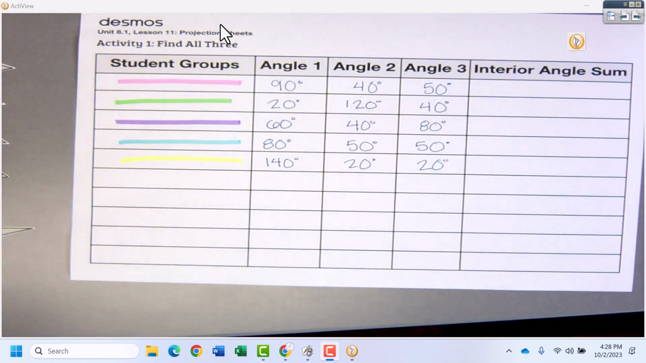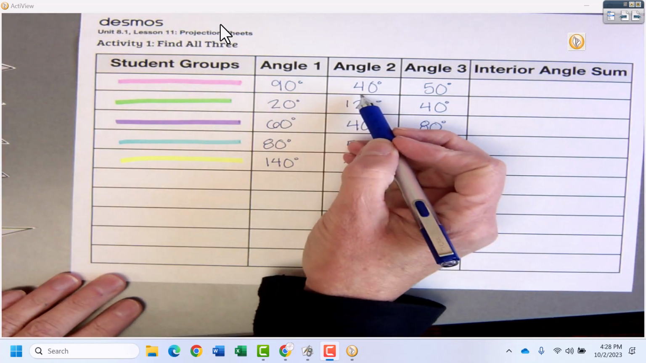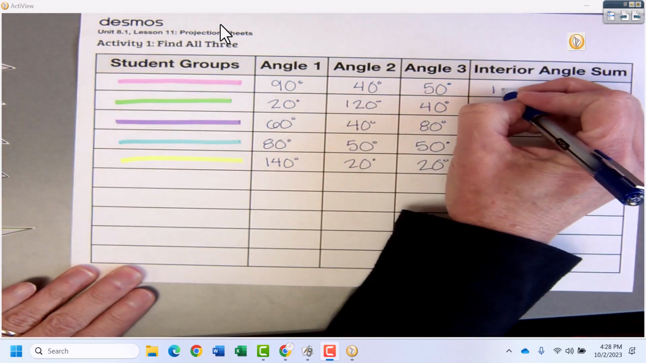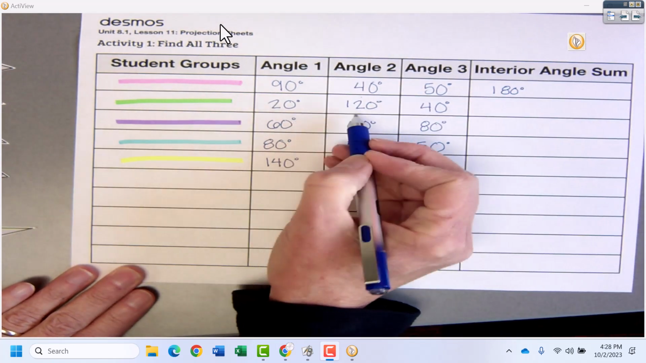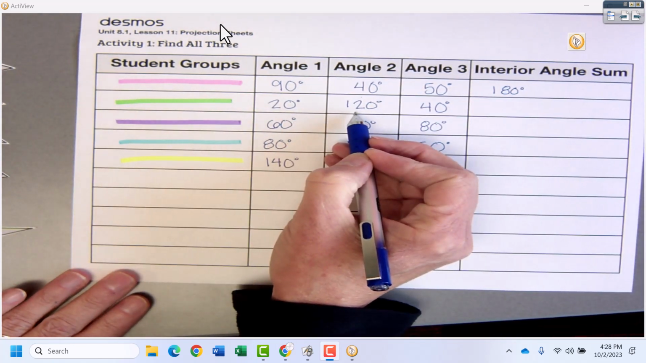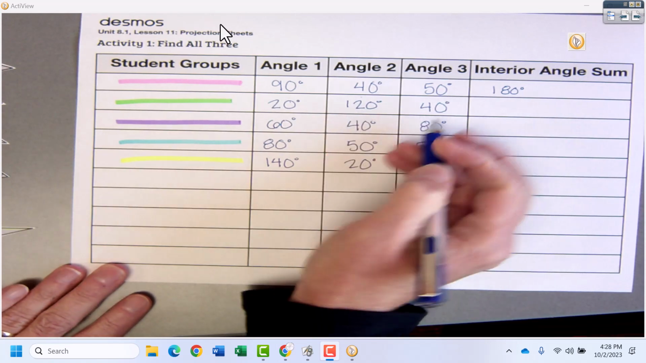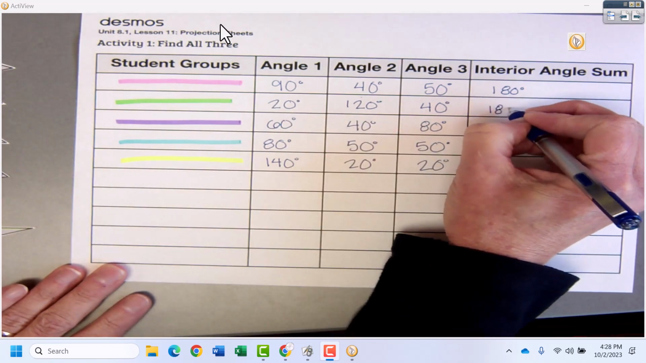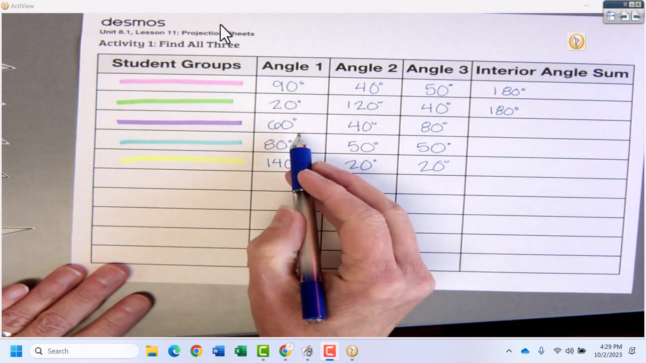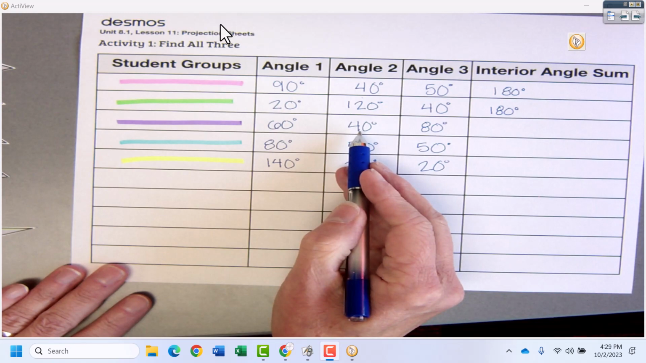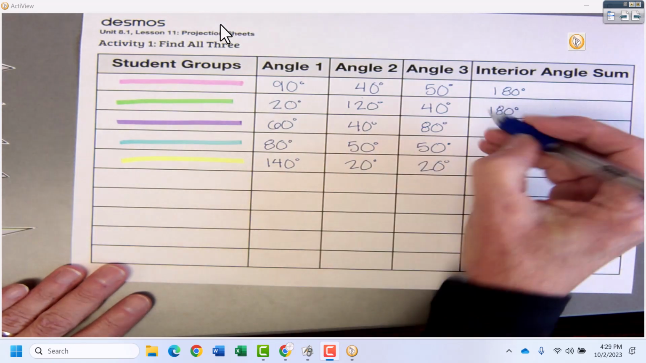And what we found was if we add 90 plus 40 plus 50, we wind up with 180 degrees. If we add 20 plus 120, that's 140, plus another 40, oh my gosh, it's 180 degrees again. And the same is going to continue to happen. 60 plus 40 is 100. 100 plus 80 is 180.